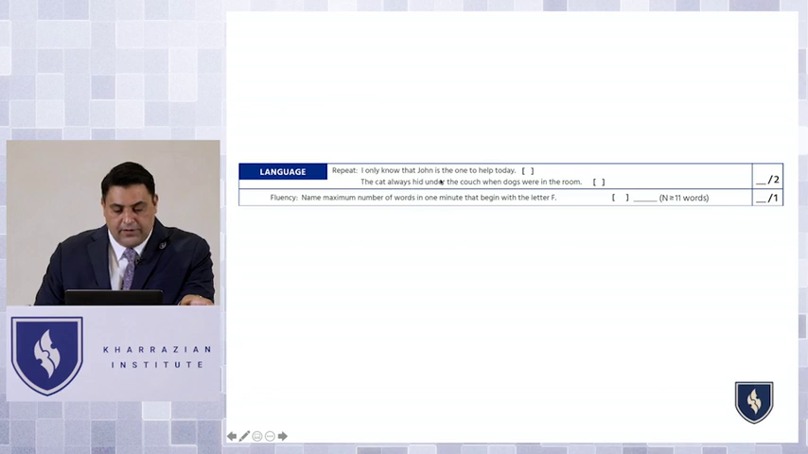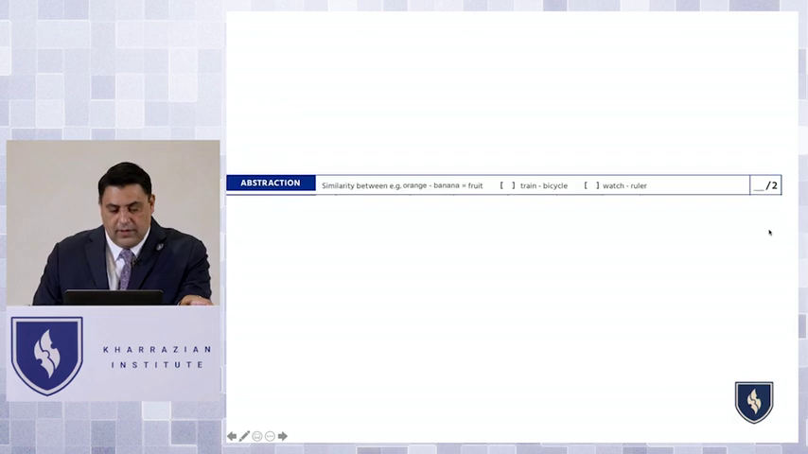I only know that John is the one to help today, and then the cat always hid under the couch when the dogs were in the room. And then they try to name the maximum number of words in 1 minute that begin with the letter F. So you have them repeat these sentences, and then you have them find as many words as they can in 1 minute that begin with the letter F, and see if they can get at least 11 words in a minute. If they do that, they get a score of 1.